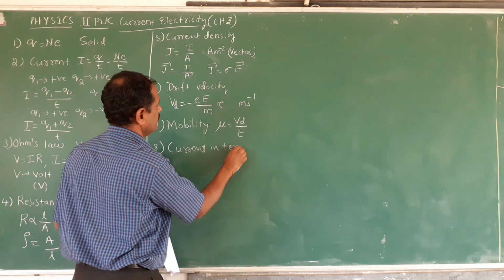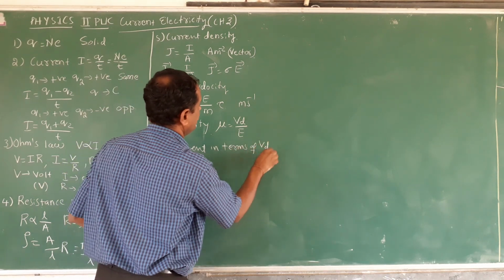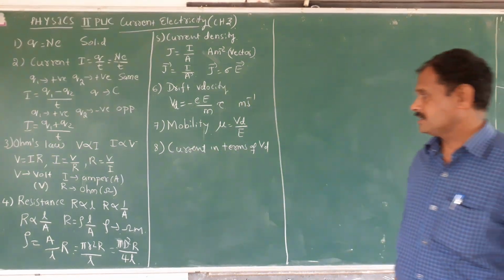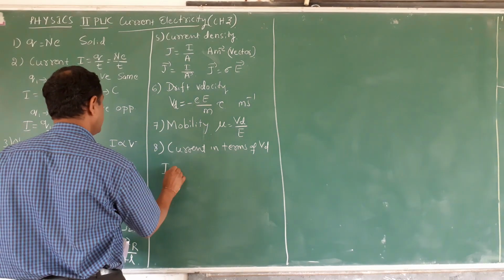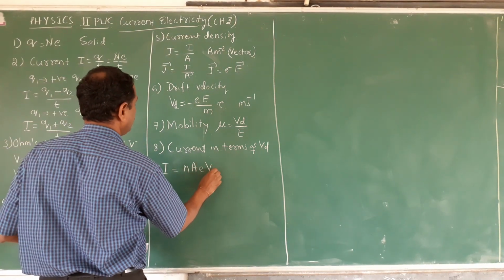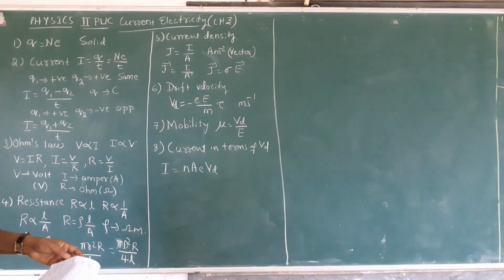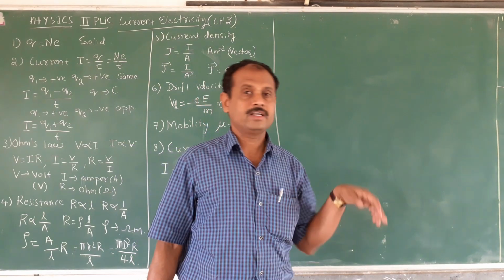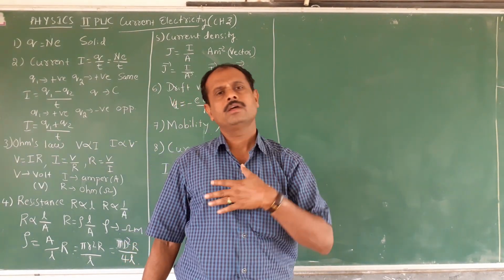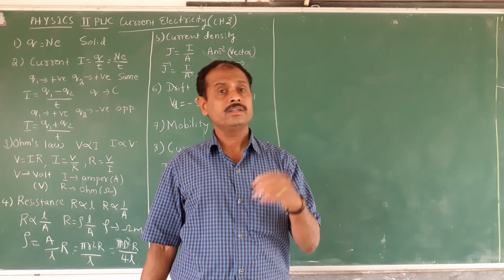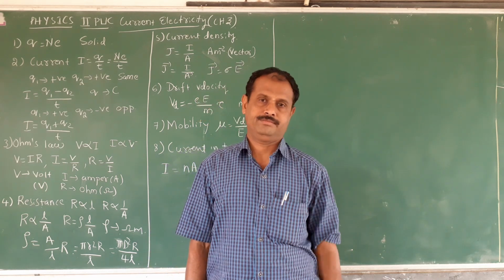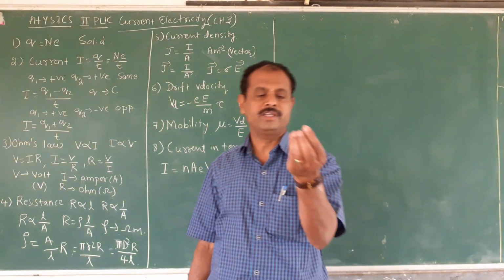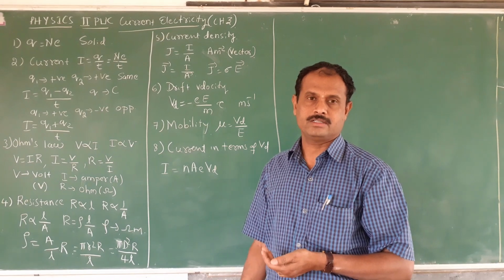The current in terms of drift velocity. What is that current? I is equal to nAeVd. This is once again, n is not a number of electrons. For example, you take copper, aluminum, whatever good conductors you take, n here is the electron density. What is the meaning of electron density? The number of electrons per unit volume of the conductor. This is called electron density.